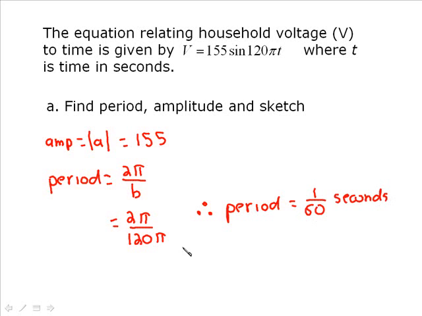Now you could find the quarter, or you could let your calculator take care of it for you, but it would be 1/60 times 1/4, which is equal to 1/240th of a second. And remember, the period, or the quarter, really just has use in terms of it being a good sort of guide when we're entering our window setting.